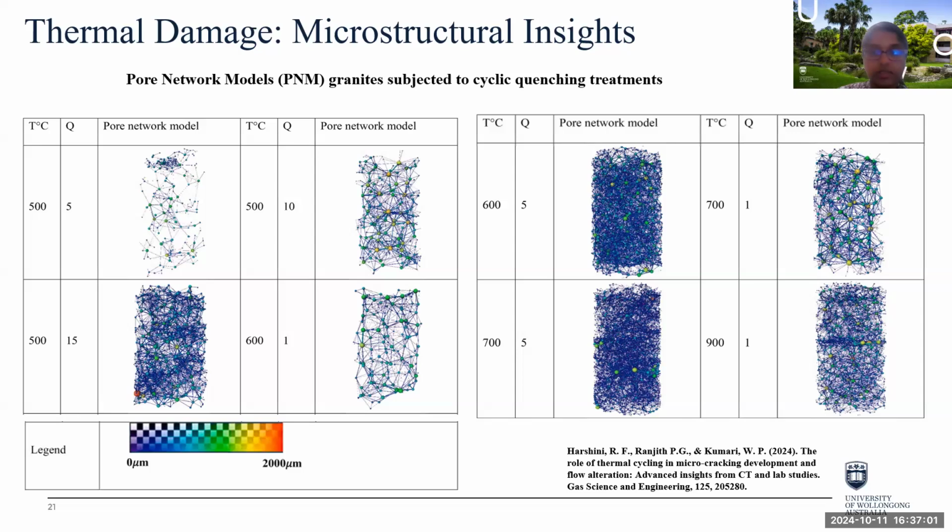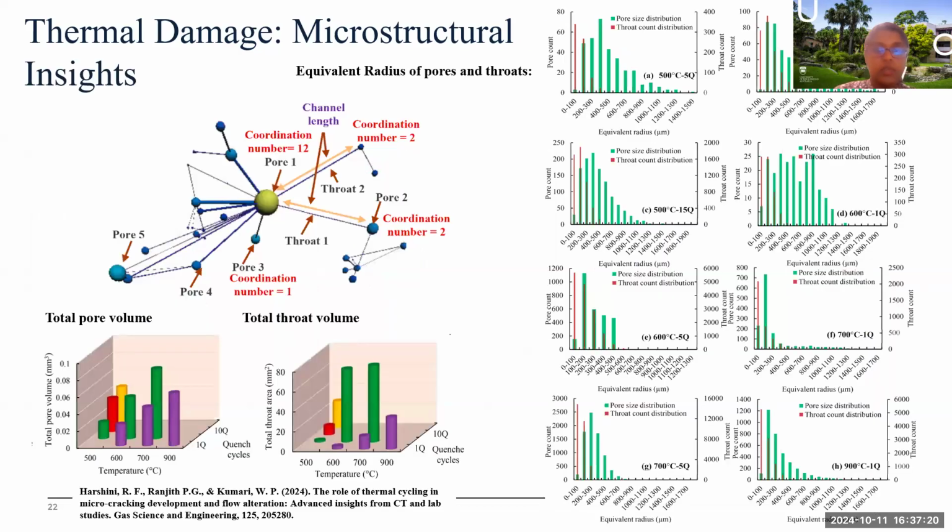Increasing quenching cycles resulted in a substantial rise in pore and throat counts, especially larger pores appearing near the sample boundaries or edges and small pores expanding internally. Here you can see further analysis conducted based on the pore network model.